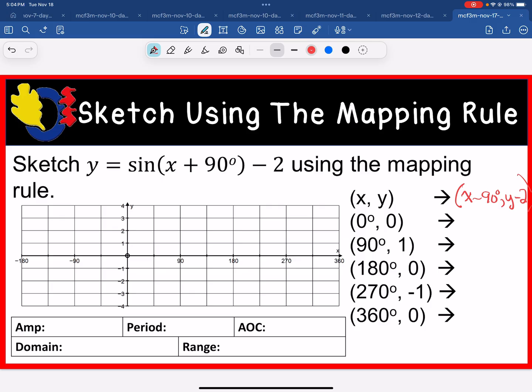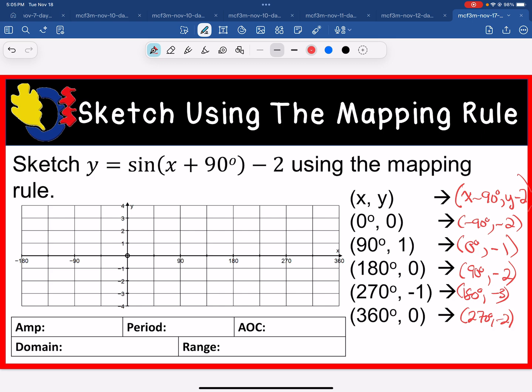Okay, so I'm just going to go ahead and plug in. So 0 for the x, and so 0 minus 90 is negative 90. And then this other 0 for the y, so 0 minus 2 is negative 2. 90 minus 90 is 0 degrees. 1 minus 2 is negative 1. 180 minus 90 is 90 degrees. 0 minus 2 is negative 2. 270 minus 90 is 180. And then negative 1 minus 2 is negative 3. 360 minus 90 is 270. And then 0 minus 2 is negative 2.